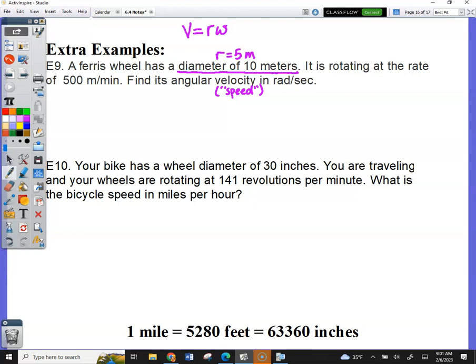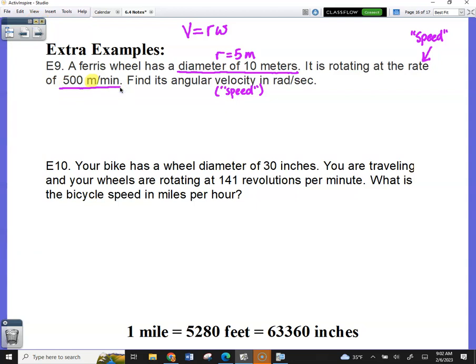It is rotating at the rate of 500 meters per minute. They're telling you the rate at which it's rotating, right? Rate means speed. They're saying, here's the speed at which it's rotating in terms of linear movement, because it says 500 meters. It doesn't mention radians. In fact, it says find the angular speed, so they wouldn't mention what they wanted you to find. So this is the linear speed, which remember is like from A to B, that's V. So V is 500 meters per minute. Then it says find its angular speed, which means find omega. And they do want you to be in radians per second.